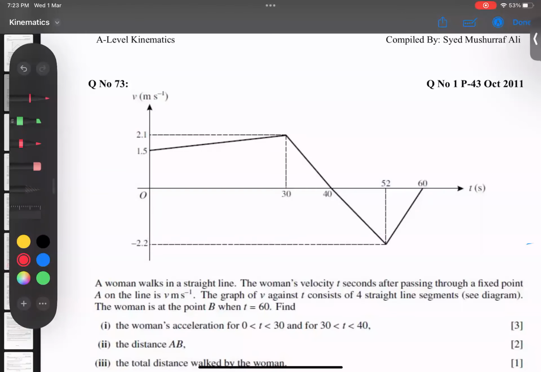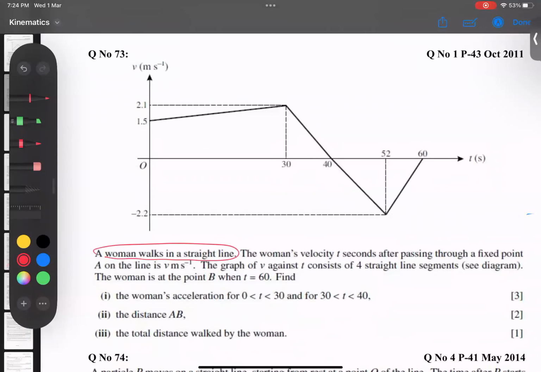Yes, we have here a question from October 2011, variant 43. And question number 1, you can see on screen. Okay, so what the question is: a woman walks in a straight line.